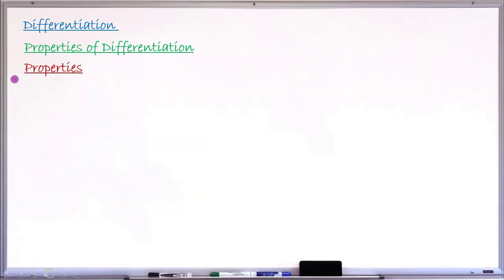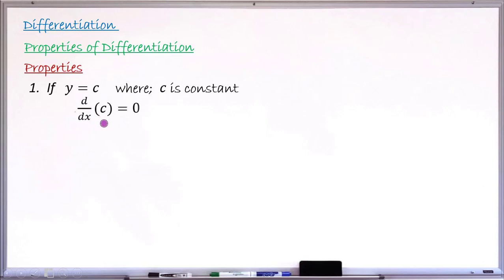Now to begin the lesson, let us first take some of the properties of differentiation. Property number one says if you have the function y equals c, where c is a constant number, just like y equals 2, y equals 3, y equals 10, what will be the derivative there? It says d by dx of that constant number c, the answer will be 0. So this property simply tells us that the derivative of a constant number is 0.